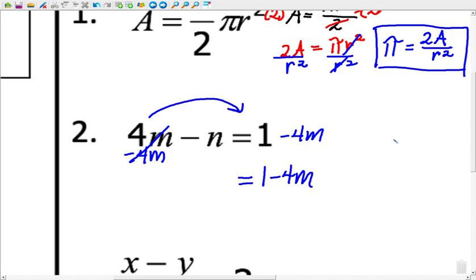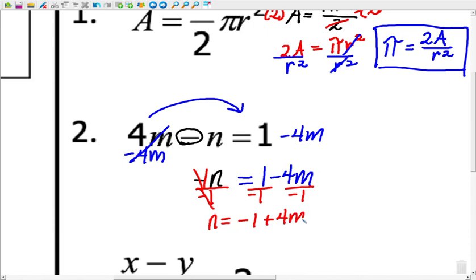I cannot combine them. But on this side, I need to notice that this sign goes with the n, so I have to bring it down. And there is an invisible 1 with that, which means I'm not done. I have to divide everything by -1. That is what's going to isolate the n. Now my n is going to equal -1 plus 4m.